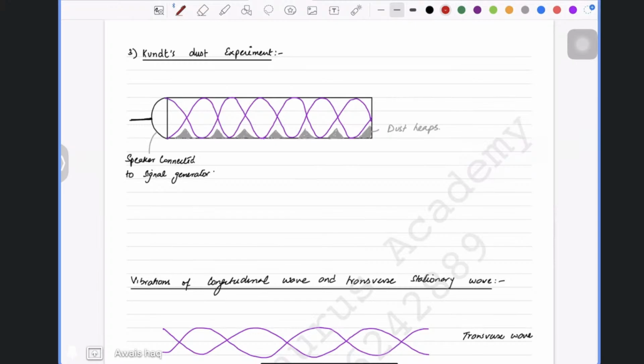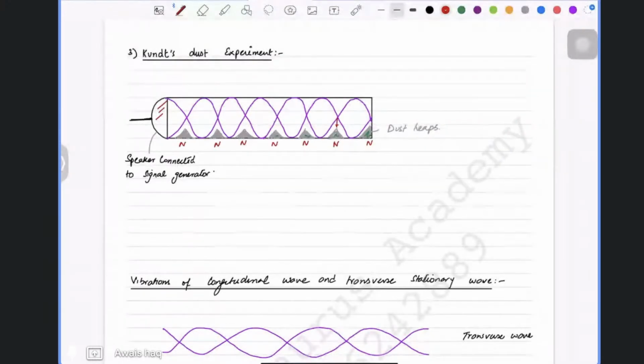In Kundt's dust experiment, basically a speaker is placed inside a tube where there's dust. So when the wave is created, the stationary waves, the dust begins to gather here. So it makes heaps. Why it makes heaps is that at these points there are nodes, and nodes cannot displace the dust because they have no energy. Anti-nodes can displace the dust because they have energy, right?